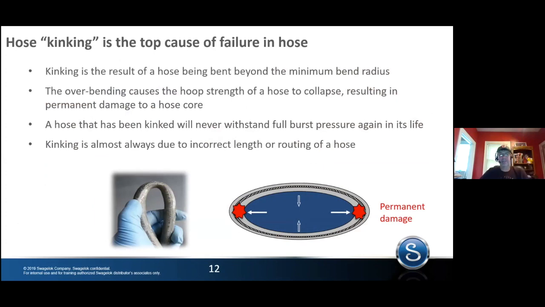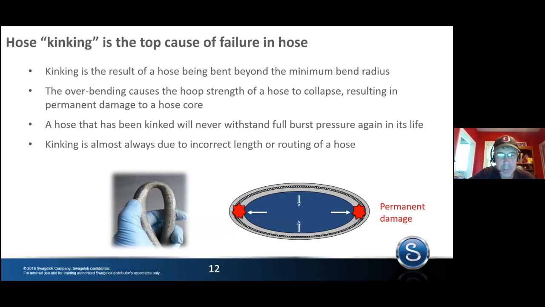The most common is what we call kinking, and I think we all know what kinking is. We all go out and take our garden hose and bend it and make the flow shut off, and we all think it's funny. But in an industrial application, it can be very, very serious. Kinking a hose is bending it beyond its minimum bend radius, which means bending it beyond its elastic limit.